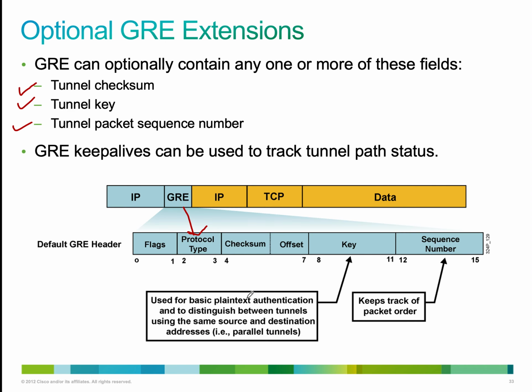Okay, now optional GRE extension. GRE can optionally contain any one or more of these fields. These are options, okay? The tunnel checksum, the tunnel key, the tunnel packet sequence number. These are optional things that GRE can contain.